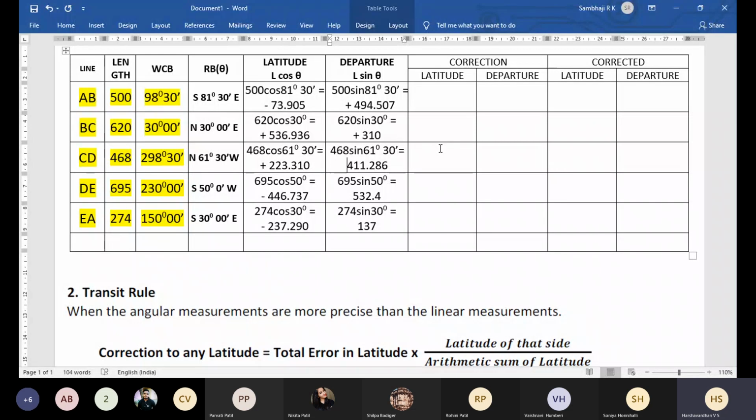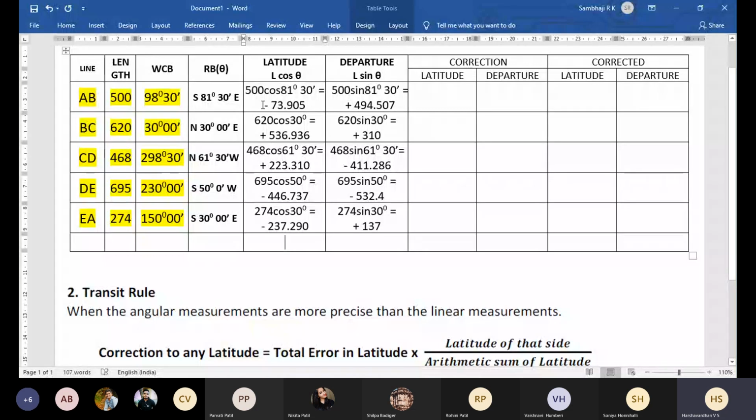For CD, negative, it is along west. For DE, negative, it is along west, hence negative. For EA, positive because it is along east. So let us calculate the algebraic sum with sign.